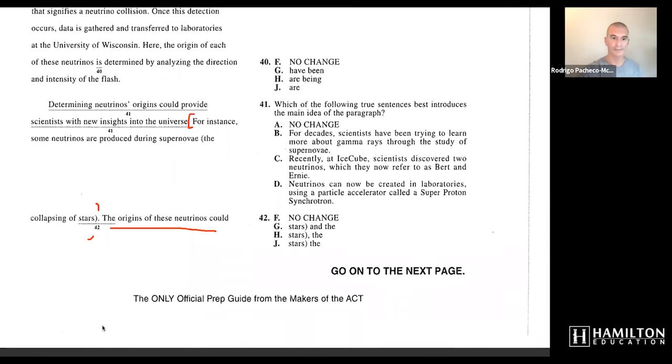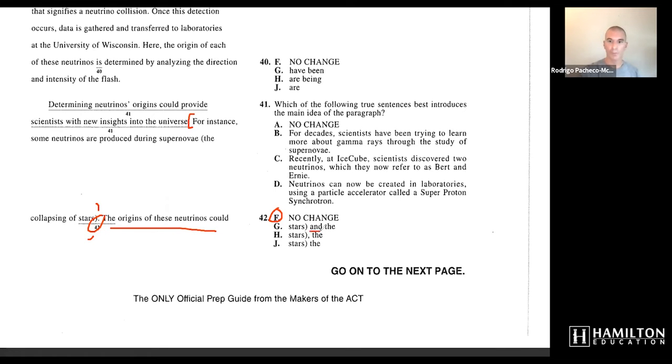So right now we have two independent clauses with F, no change, and these are actually two separate sentences, and that is perfectly fine. Each independent clause could be its own sentence. That's why F is our correct answer. We can just simply end this first clause with a period and go on to form a new sentence.